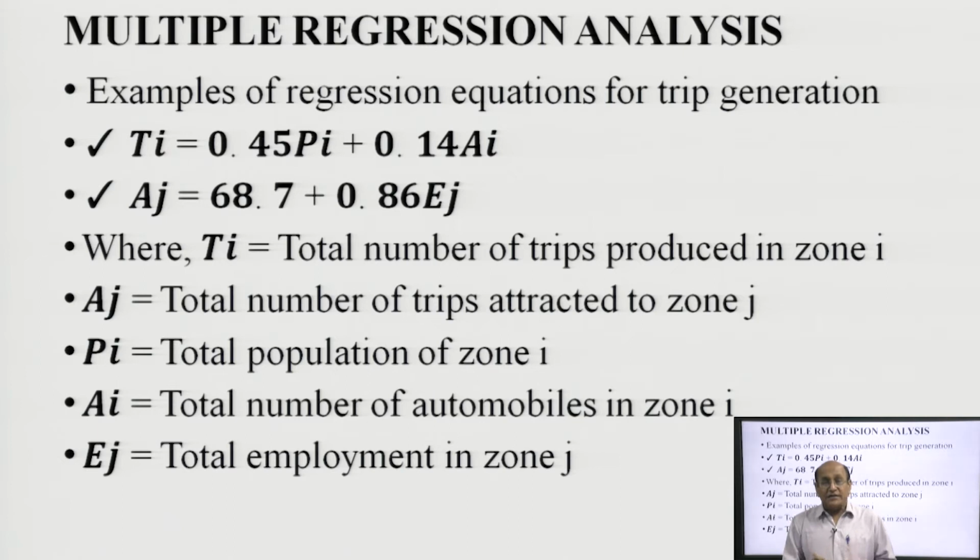Pi is the total population in zone I, Ai the total number of automobiles in zone I, and Ej is total employment in zone J.